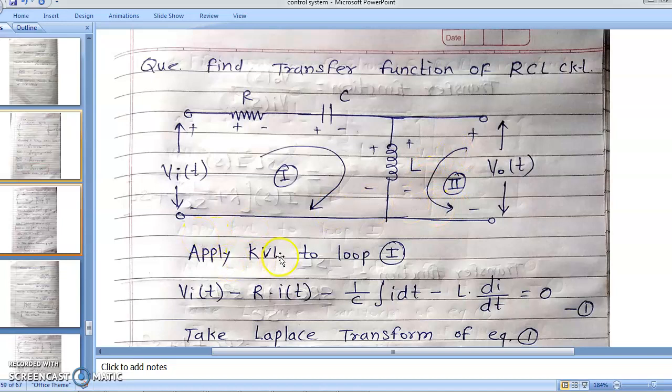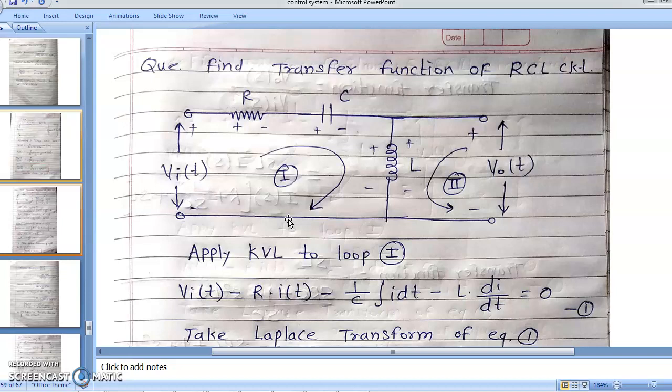So apply KVL to loop 1. What is KVL? Kirchhoff's voltage law: the summation of voltage in a closed loop is equal to 0. Or we can say the supply voltage is equal to the algebraic sum of the voltage drops across each and every component. This is called Kirchhoff's voltage law.